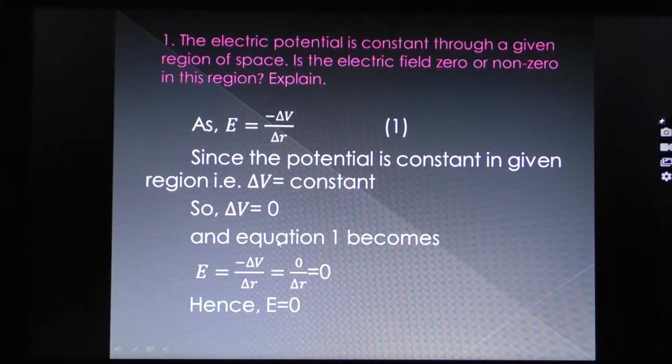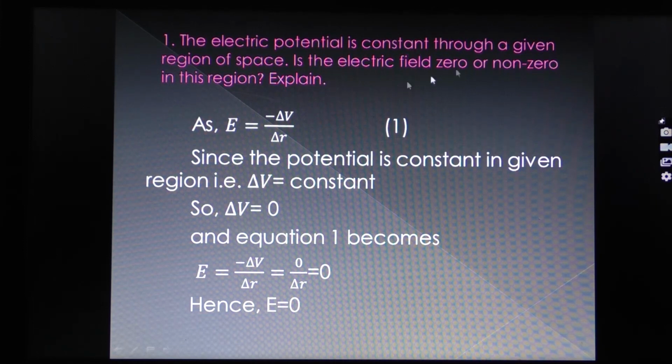Now we come to conceptual questions, that is the short questions. And the first short question is, the electric potential is constant throughout a given region of space. Is the electric field zero or non-zero in this region? Explain. Okay, so there is some region, and in that region the electric potential is constant.